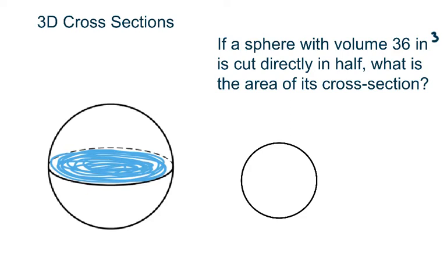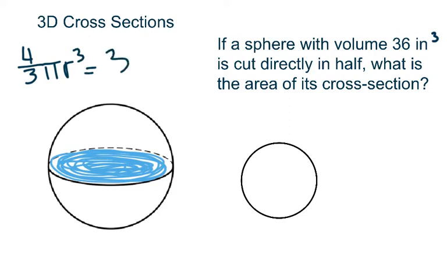So, here's the problem. If a sphere with volume 36 inches cubed is cut directly in half, what is the area of its cross section? You have to remember that volume is for 3D figures, and you also have to remember the formula for the volume of a sphere. If you have forgotten, it is 4/3 pi r cubed, and remember that r stands for radius.